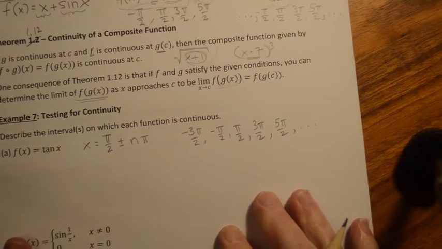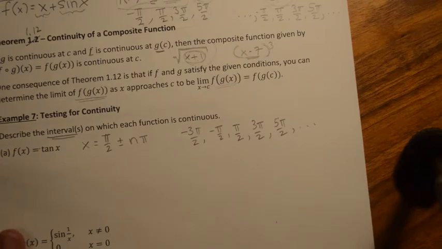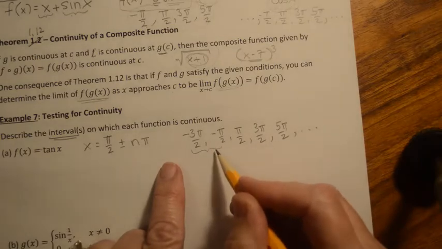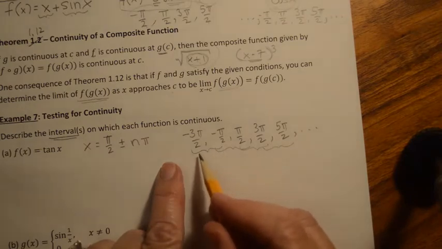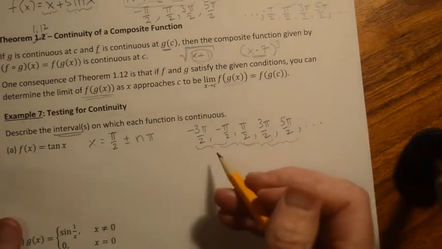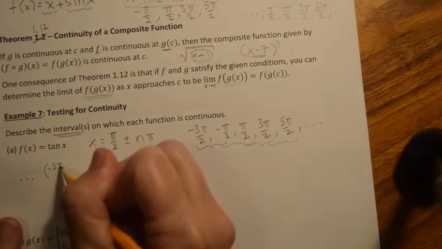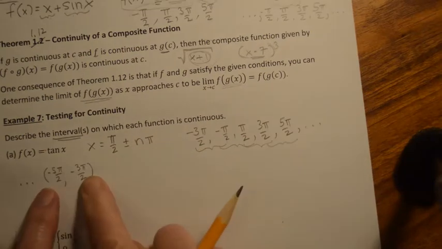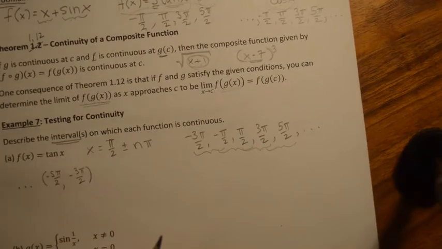All right, so if we're talking about the intervals on which tangent is continuous, we would just have to say it's continuous on the interval between these, and between these, and between these, and between these. Everywhere that's not one of these points, it's continuous. So let's start here and say it's continuous on negative 5 pi over 2 to negative 3 pi over 2, not at negative 5 pi over 2 and not at negative 3 pi over 2. That's why we've got the rounded off brackets.